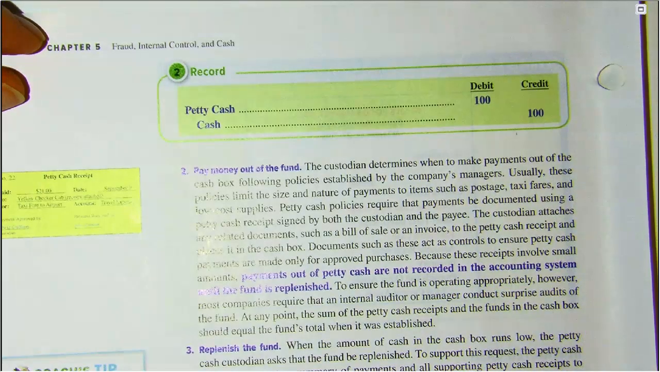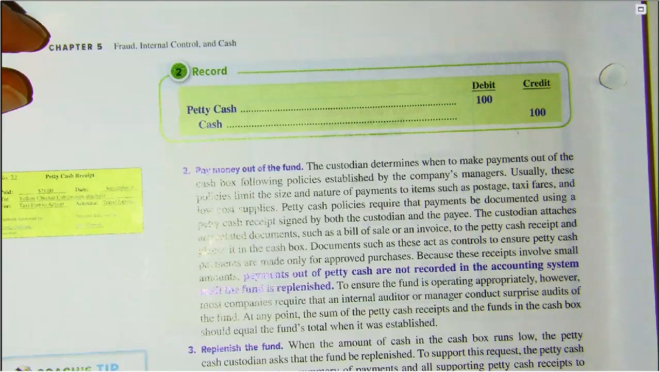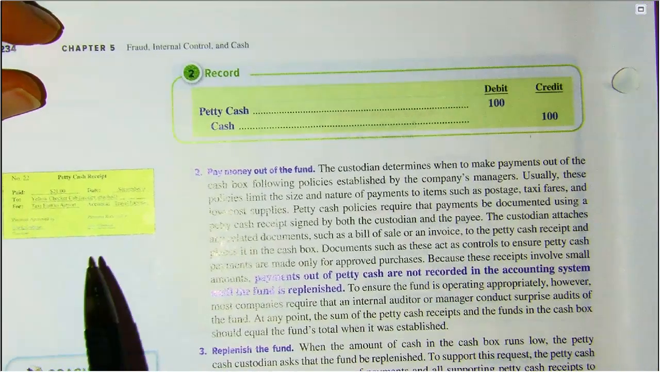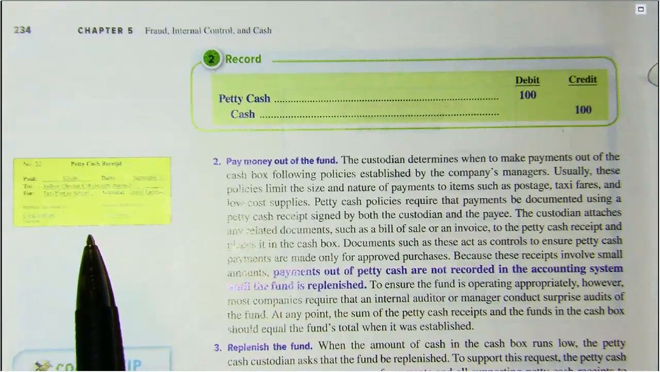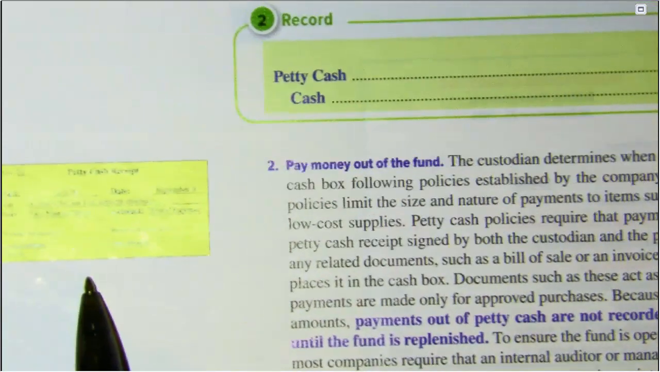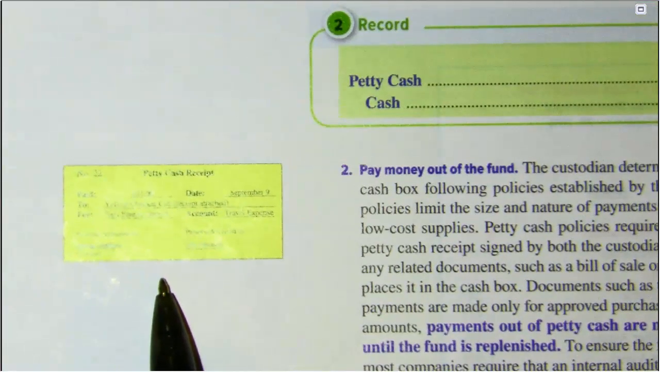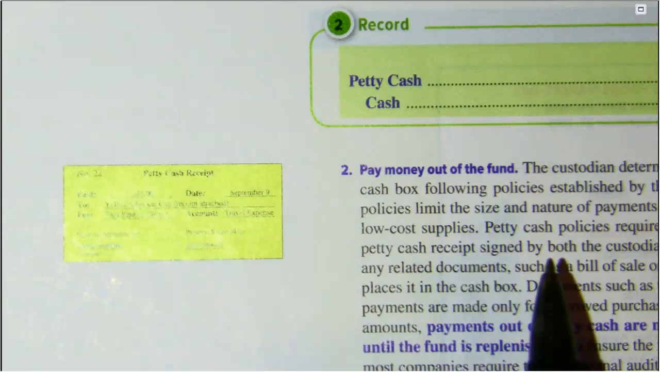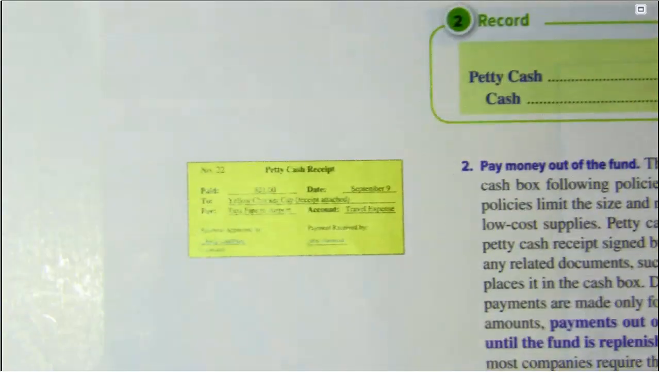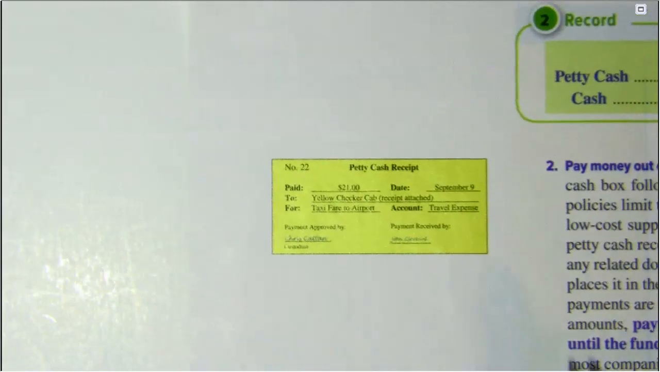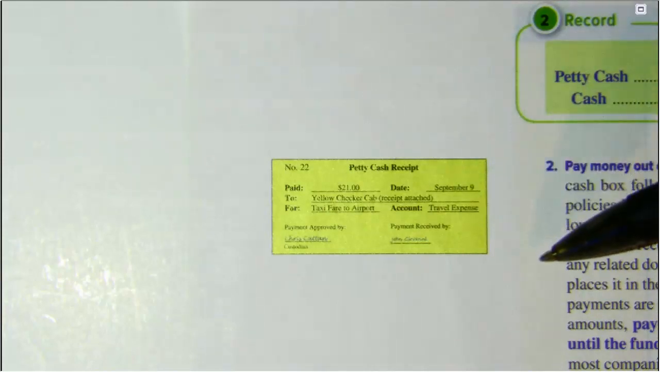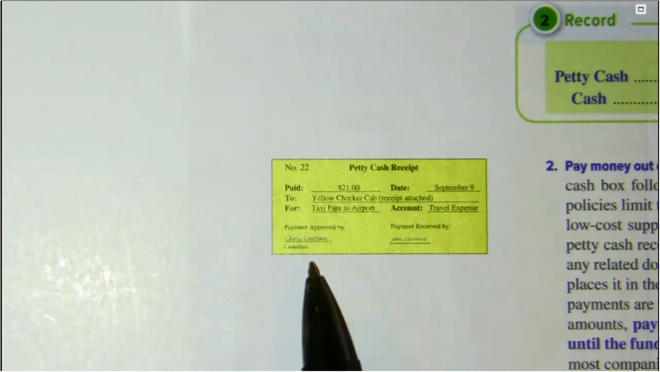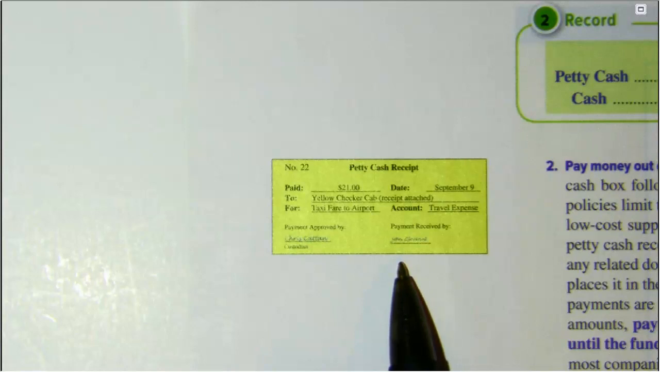And then the custodian or petty cash cashier determines when to make payments out of the cash box using policies and procedures established by the company. And as evidence, when they disperse cash, they fill out this petty cash receipt form. This documents the procedure. It's got the date, who's receiving the money, the reason, the account to be charged. I apologize. There you can see it better. The amount of money, the date, the reason, what account is going to be charged, and then the petty cashier's or petty cash custodian's name, as well as the person receiving the amount of money.